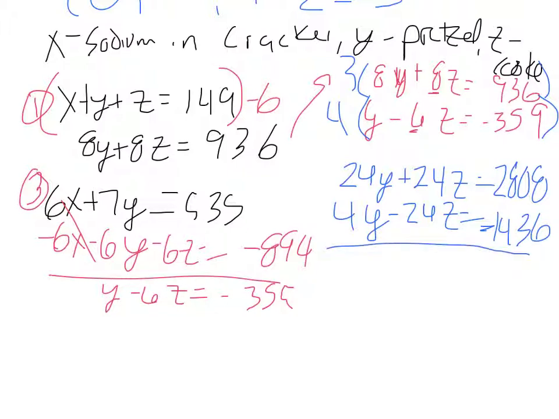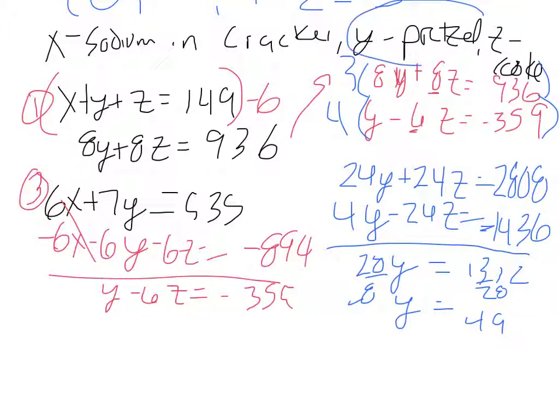So when we add these up, 24 and 4 is 28y. The z's go away, and then this is going to be 1372 divided by 28, and we get y. So if we divide by 28 here, we get y is 49. So that tells us y. Now y is the amount of sodium in pretzels.